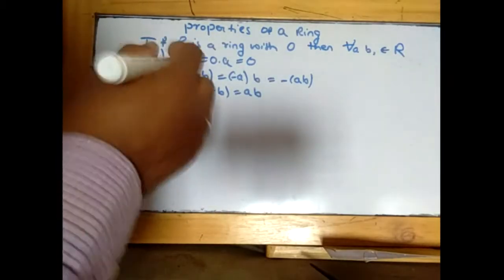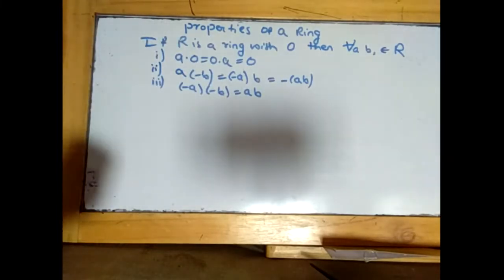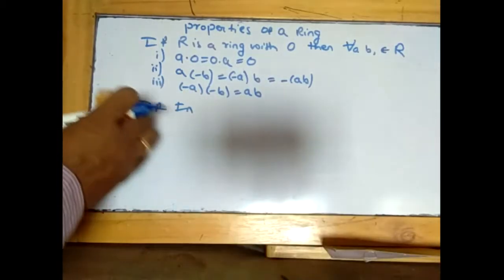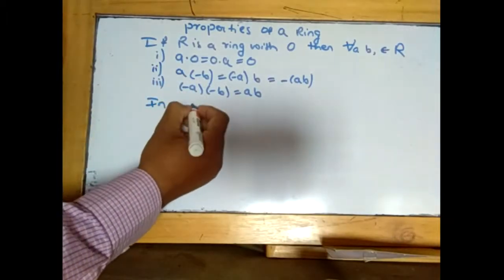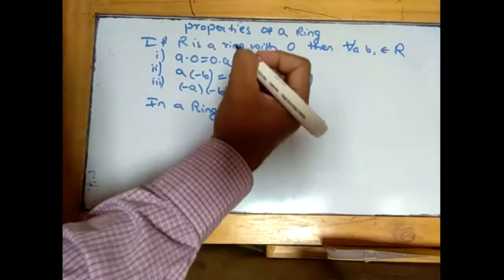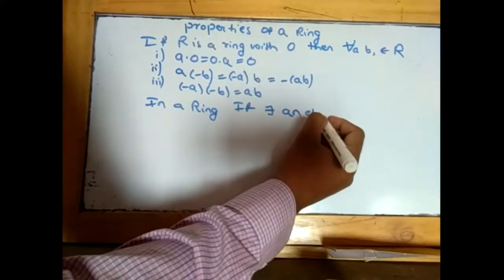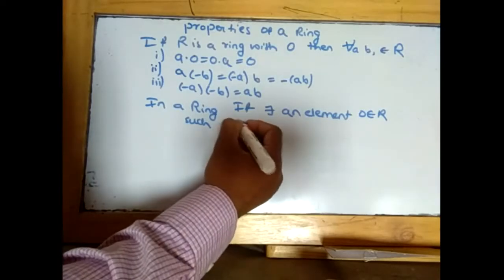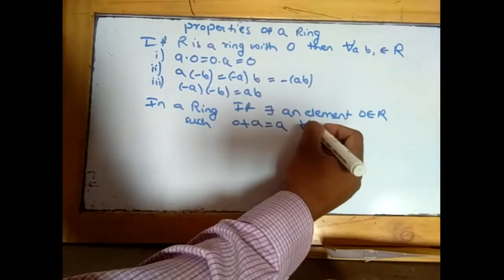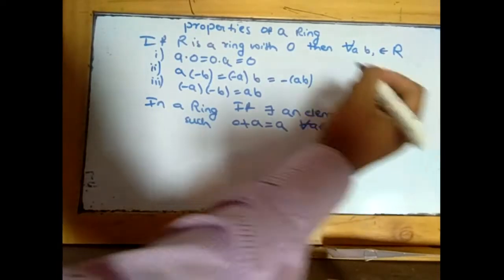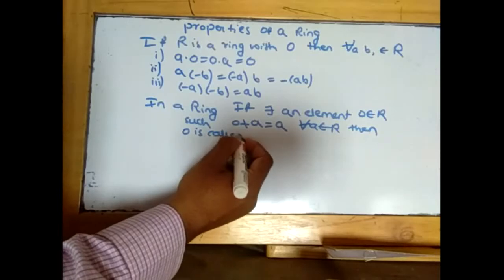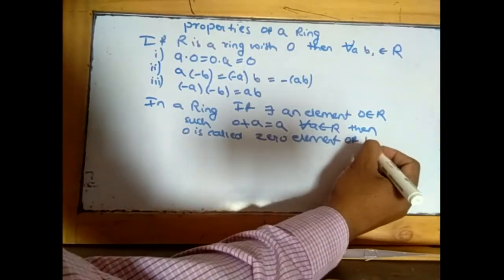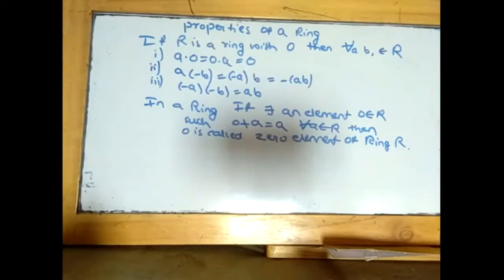Now see here, before proving this theorem, I want to tell you one more thing, that in a ring, if there exists an element 0 belonging to R, such that 0 plus a is equal to a for all a belonging to R, then 0 is called the zero element of the ring R.